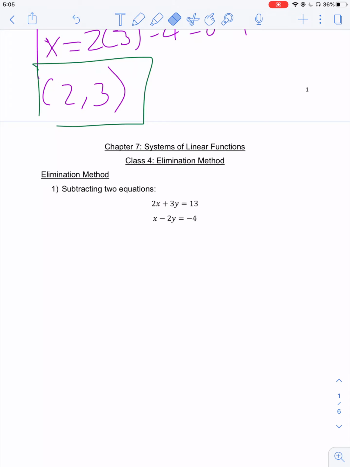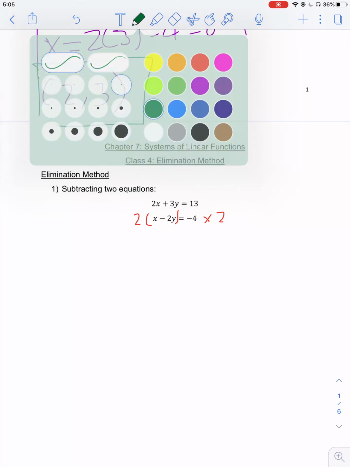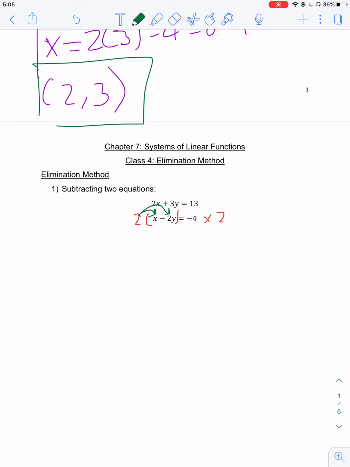So to get 2x, there's only one way. I need to multiply the left hand side of my equation by 2, because when I start distributing, 2 times x will give me 2x. But remember, whenever you do something to the left hand side, you have to do the same thing on the right hand side. So if I multiply my left hand side by 2, I'm going to have to multiply my right hand side by 2 as well. So times 2 on both sides. When I do that, if I distribute the 2, my new equation will become 2x minus 4y is equal to minus 8. They're equivalent.